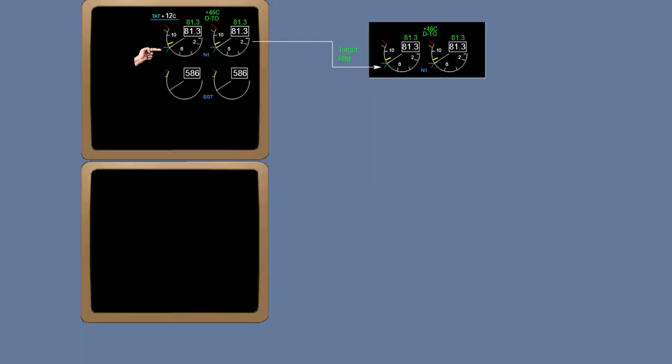An N1 reference target bug displays to indicate the current reference N1 limit. Similar information is displayed digitally above the N1 gauge. These bugs represent the maximum thrust that may be set by the auto throttles for the current thrust reference mode. The bug value will change according to many factors. Note: the bug is green when it is computed by the thrust management computer and is magenta when it is the FMC commanded target N1 with VNAV mode engaged.